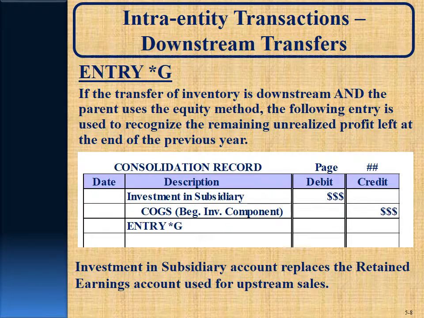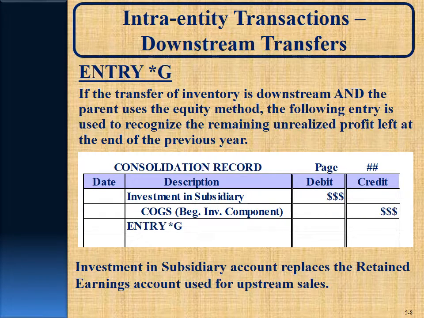If the transfer of inventory is downstream and the parent uses the equity method, we will debit the investment account and credit cost of goods sold, as we saw on page 204, to realize now the unrealized gross profit from last year. Remember, this is the year 2 entry. It has a little asterisk G. Investment in subsidiary account would replace the retained earnings account used for upstream sales.